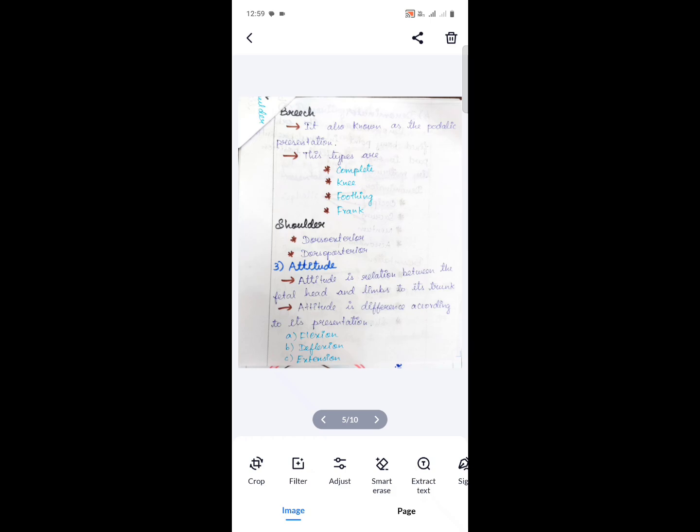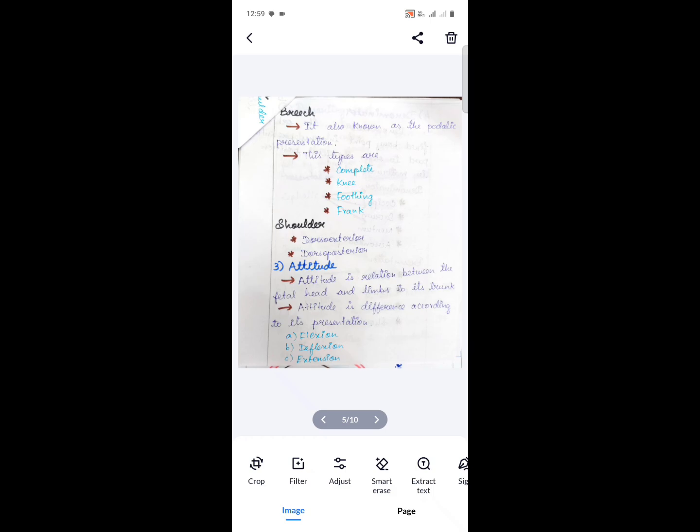Complete presentation has complete flexion of the baby's parts. Knee presentation means the baby's knee will be extended, and at the same time you are able to see it at the vaginal orifice, and during PV examination you can feel it in the cervix. Next, footling presentation, where the legs can be felt. Frank presentation, where both legs will be extended. These are the breech presentation types.